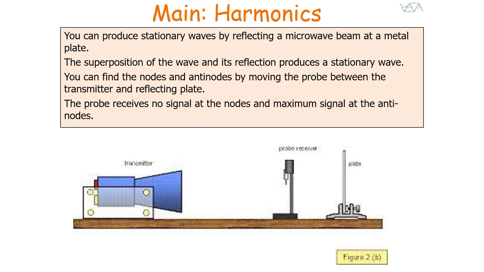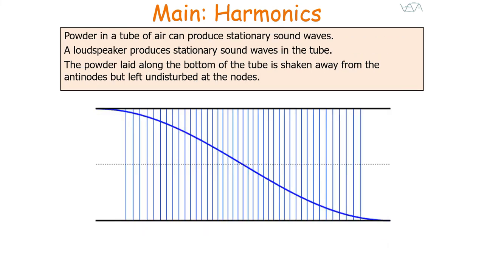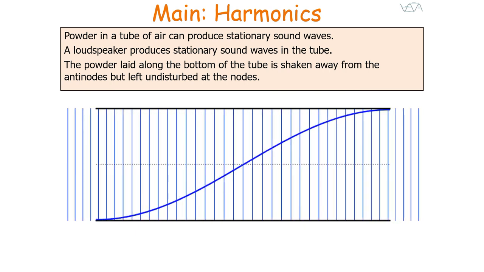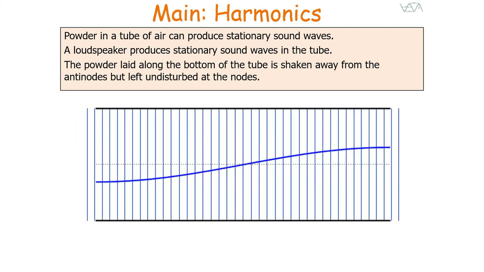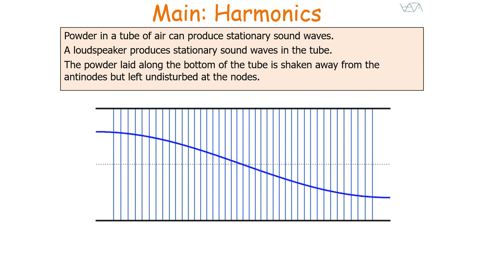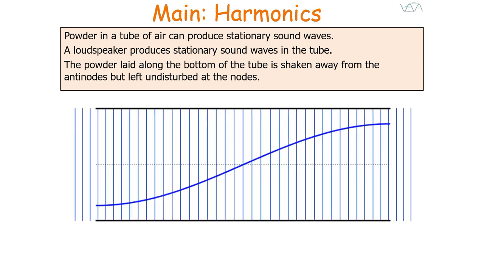Now you can produce stationary waves by reflecting a microwave beam at a metal plate. The superposition of the wave and its reflection produces a stationary wave, and you can find the nodes and antinodes by moving a probe between the transmitter and the reflecting plate. The probe will receive no signal at the nodes and a maximum signal at the antinodes. Powder in a tube of air can show stationary sound waves. A loudspeaker can produce a stationary sound wave in a tube, and the powder laid along the bottom of the tube is shaken from the antinodes but left undisturbed at the nodes.